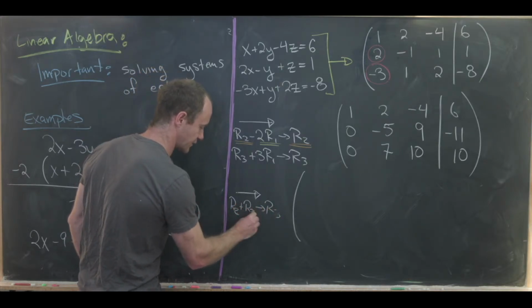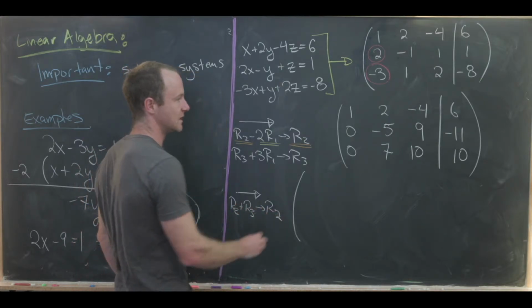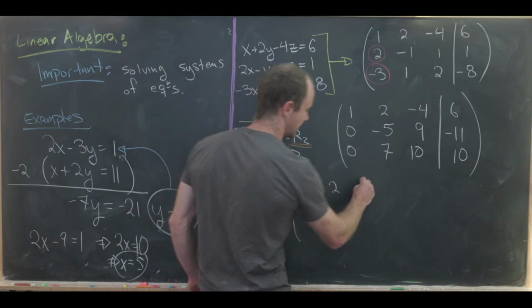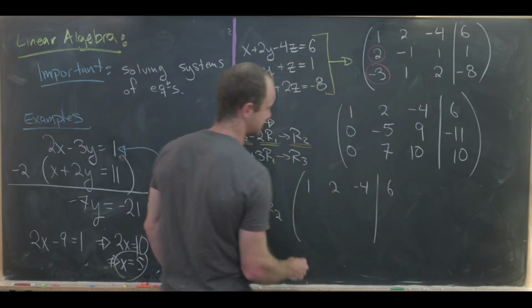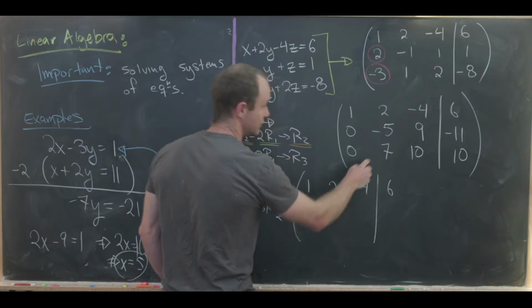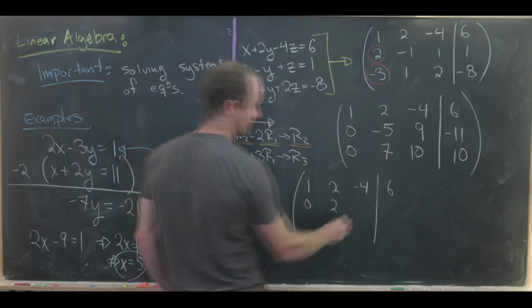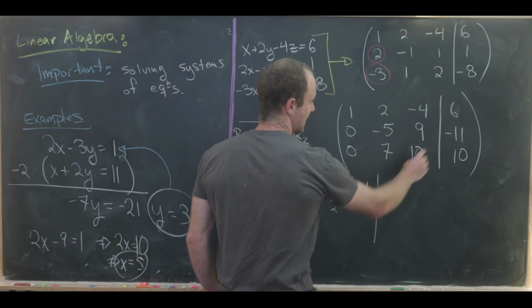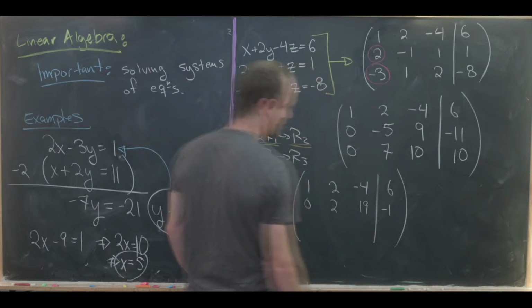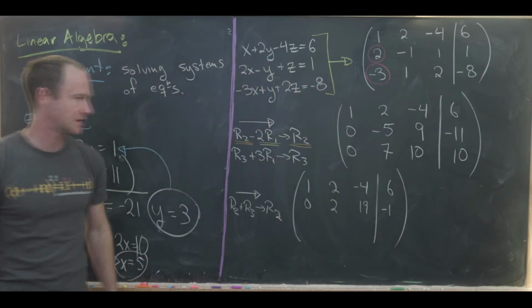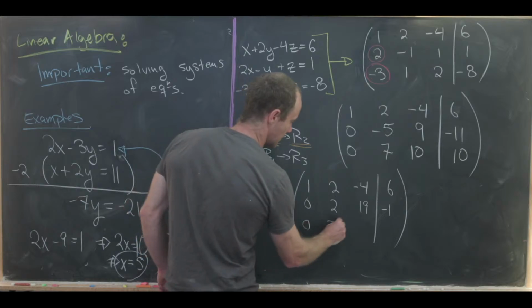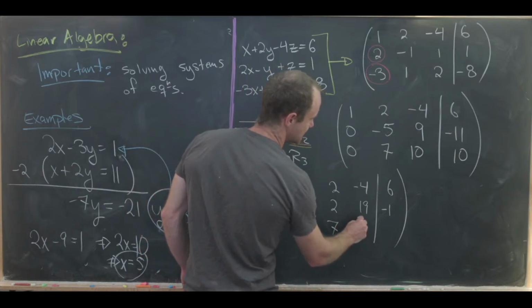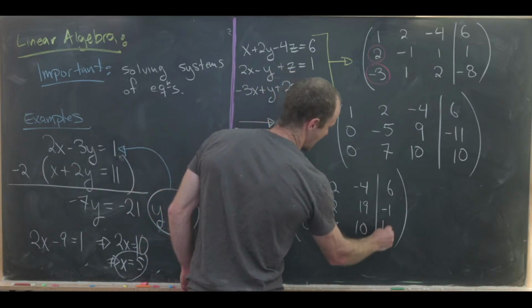Row 2 plus row 3 becomes my new row 2. Okay, so 1, 2, negative 4, 6, 0, 2, because negative 5 plus 7 is 2, and then 19, and then negative 1. So I've got something like that. And then 0, 7, 10, and 10.